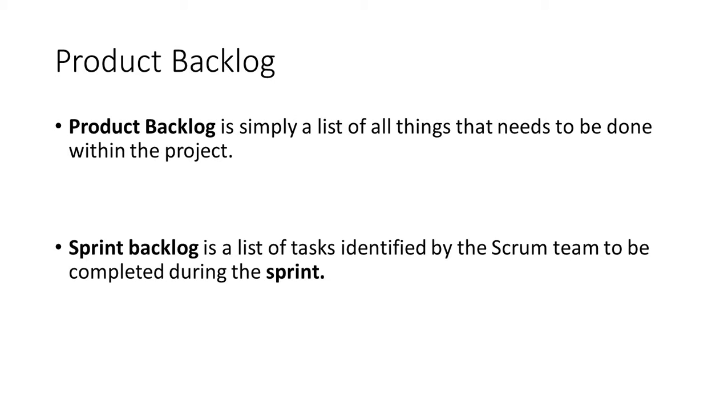What is product backlog? Product backlog is simply a list of all the things that need to be done within the project. And the sprint backlog is a list of tasks identified by the Scrum team to be completed during the sprint. So from the product backlog, we actually form a sprint backlog. Product backlog is for the project, and sprint backlog is for the sprint.